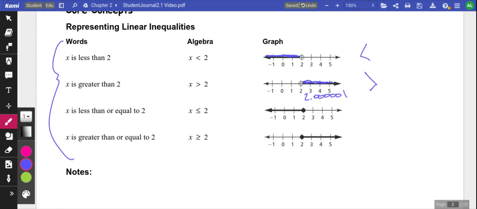And here it's the opposite when we've got this less than or equal to and greater than or equal to, because we're saying it can include everything right up to 2, and we're including 2. So we shade in that circle to show, okay, 2 can be included here in this inequality.